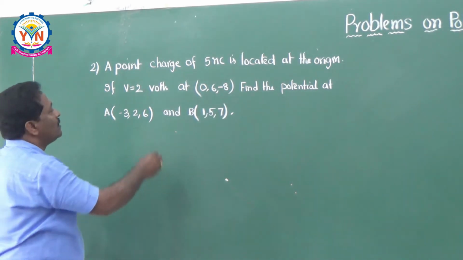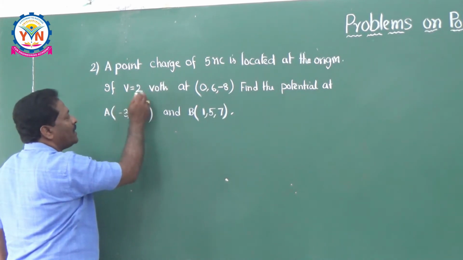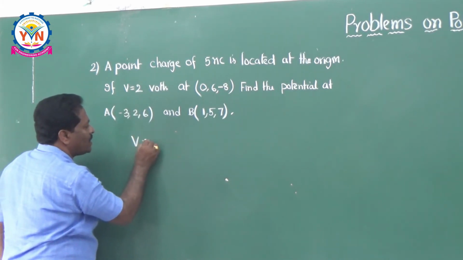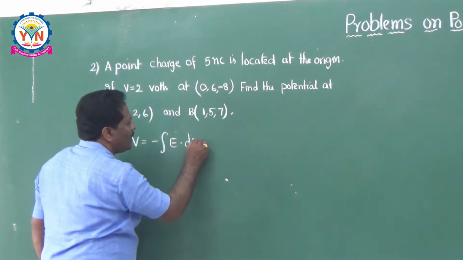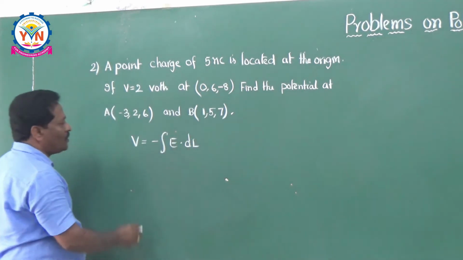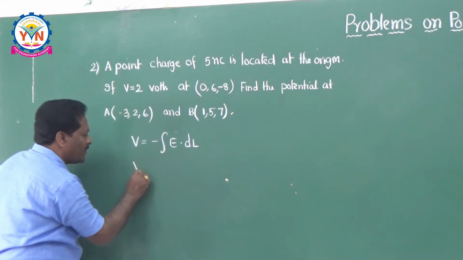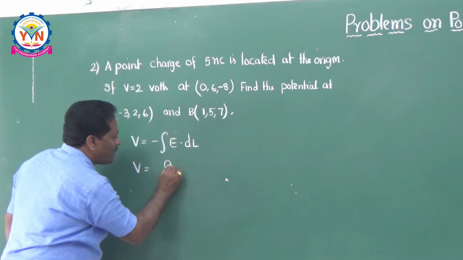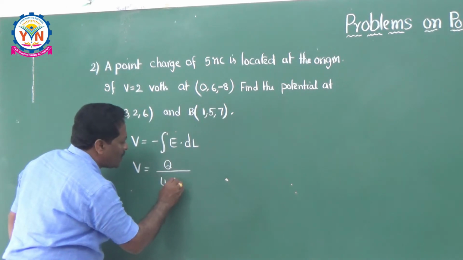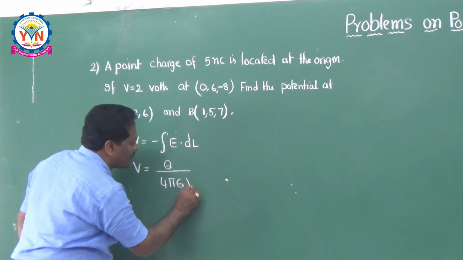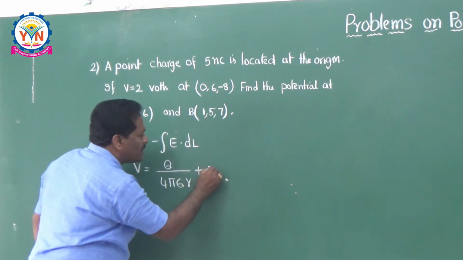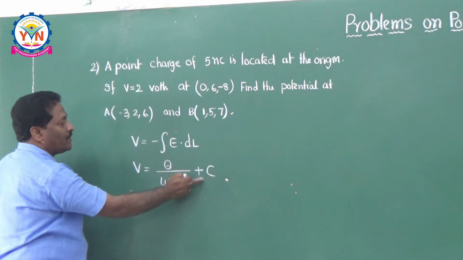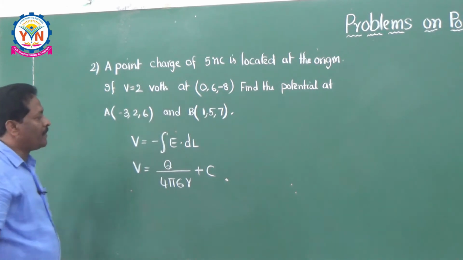So now, coming to the relation between V and E, you know very well, V is equal to minus integral E dot dl. In the classes, I already told you, the potential of the point charge V is equal to Q divided by 4 pi epsilon naught into R, where R is nothing but the distance between the two points, plus C, where C is nothing but an arbitrary constant because of integration here.